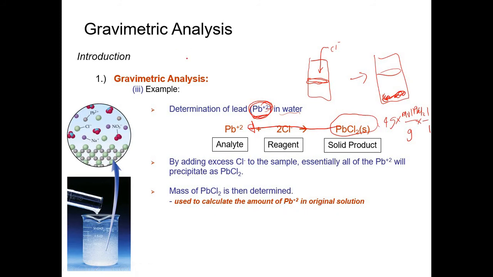So, that mass will be used to calculate the amount of Pb2+ in the original solution, the amount of the analyte, using the balanced equation. So, what you need to do in gravimetric is that you need to have the skills, practice those skills. Remember that you need to add excess of the reagent para i-precipitate na siya. And you need to weigh it such that constant na ang weight. And then you have to know the balanced equation of what you were doing.